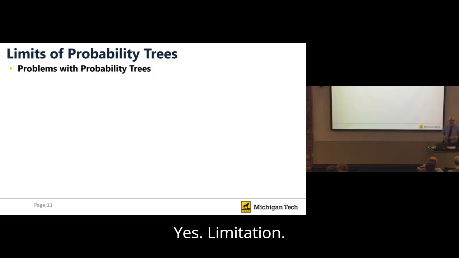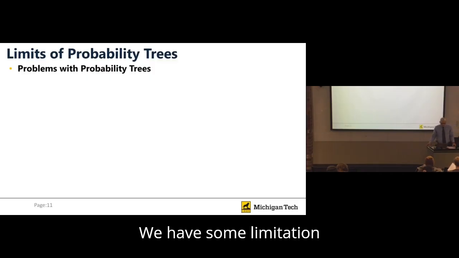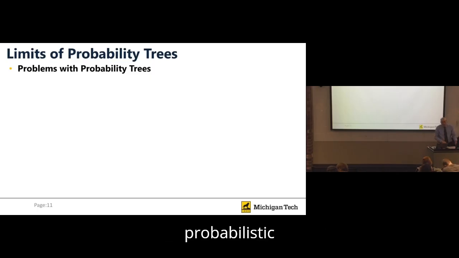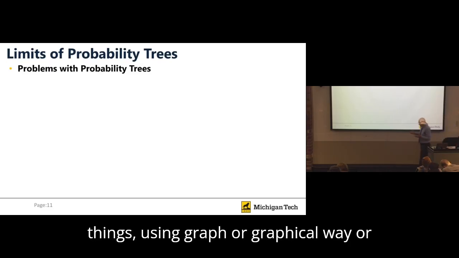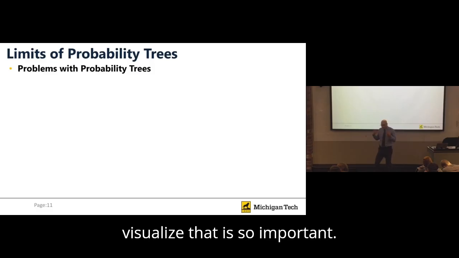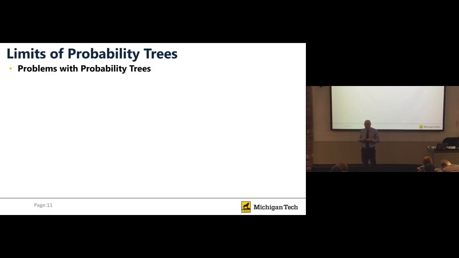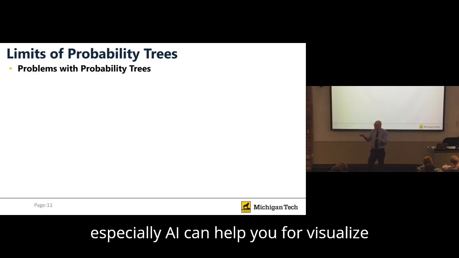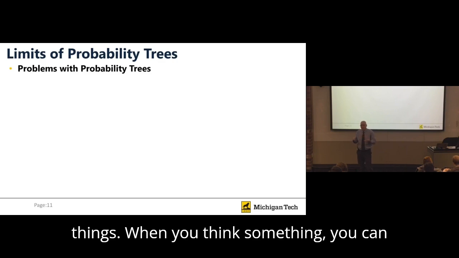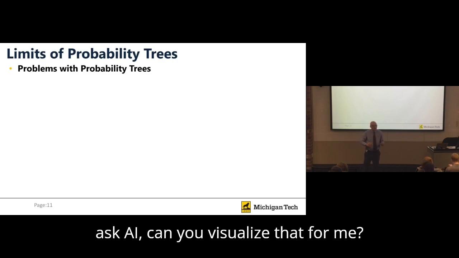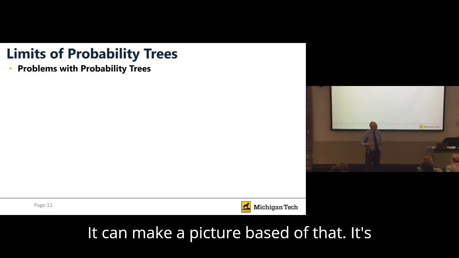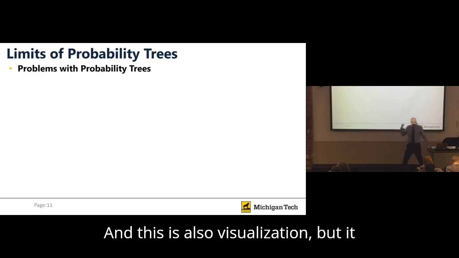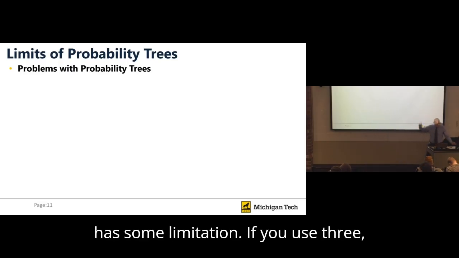Yes. Limitation. We have some limitation for tree showing probabilistic things. Using graph or graphical way to visualize that is so important. Visualizing is these days very important, especially AI can help you visualize things. When you think something, you can ask AI, can you visualize that for me? It can make a picture based off that. It's going to help you guys sometime with some complex things you want to figure out. And this is also visualization, but it has some limitation.